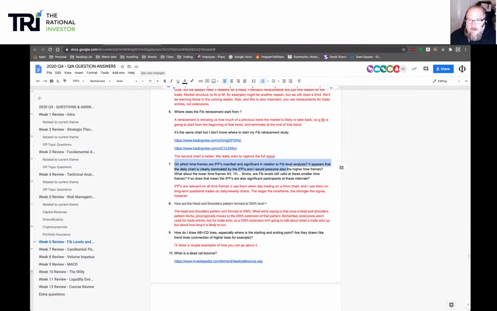Where was I? Okay. On which time frames are IFPs manifest and significant in relation to fib levels? It appears on daily charts, clearly dominated by the IFPs.